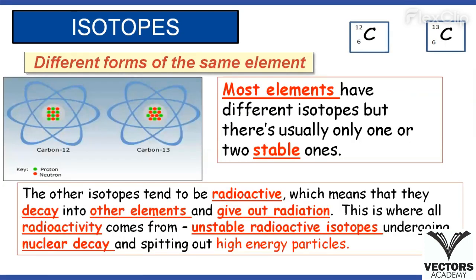Next, isotopes. Most elements have different isotopes, but there are usually only one or two stable ones. The other isotopes tend to be radioactive, which means that they can decay and give out radiation, turning into another element. This is where all radioactivity comes from. An unstable radioactive isotope undergoes nuclear decay, spitting out a high energy particle.